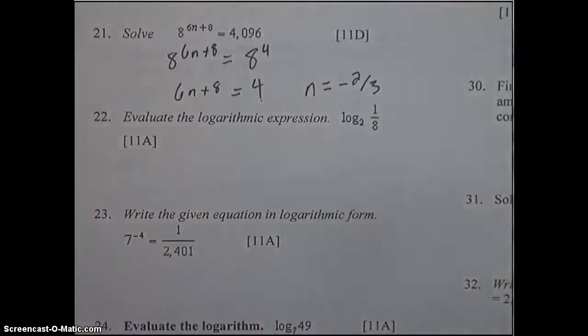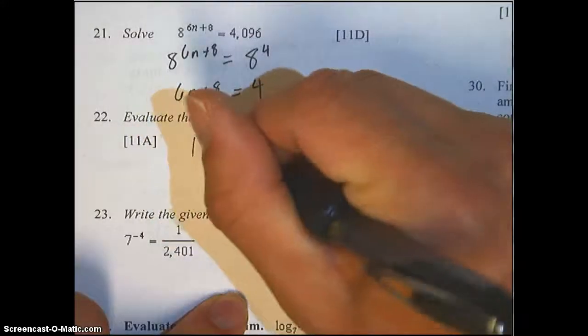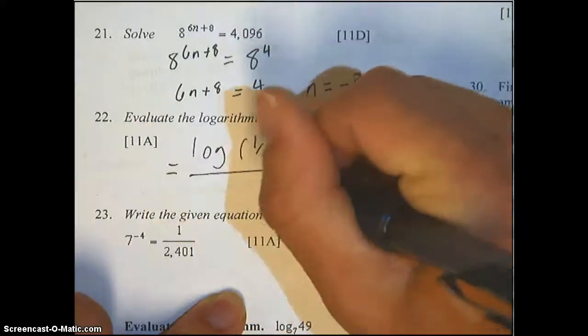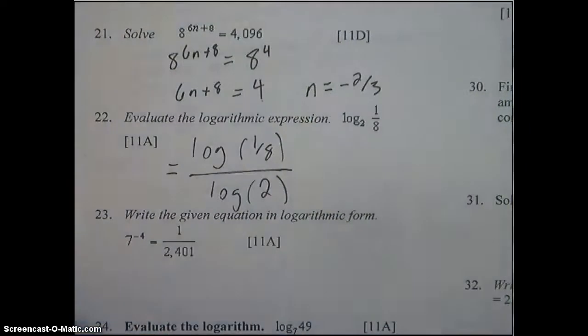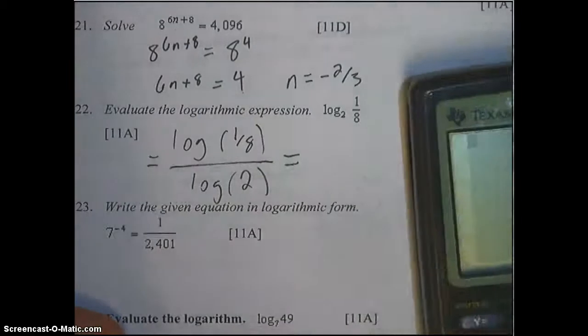Evaluate the logarithmic expression in number 22, log base 2 of 1 divided by 8. Well, this is just your change of base formula, just like we were doing before. So you're going to start with log of 1 over 8 divided by log of 2. And just in case you've forgotten, the reason we do this is because your calculator does not have a log base 2 button. It only has a log base 10. But using this change of base formula, you can use the calculator in base 10 to get the right answer, which we're about to do.